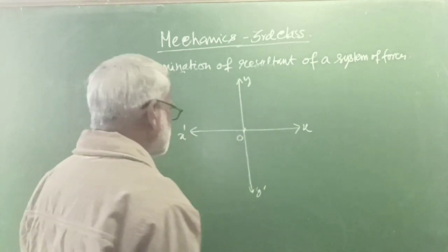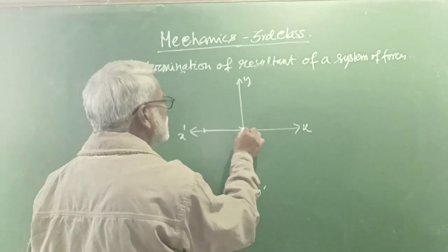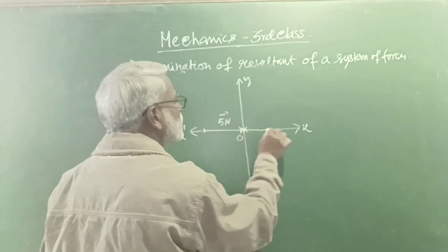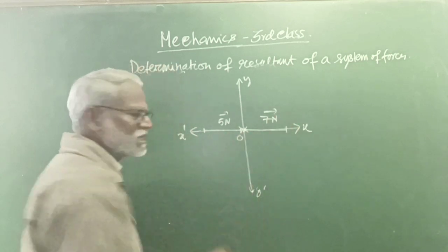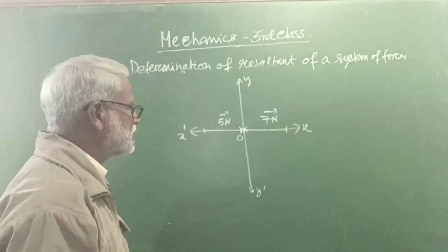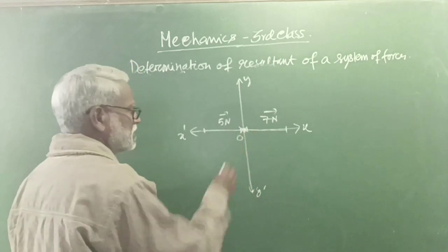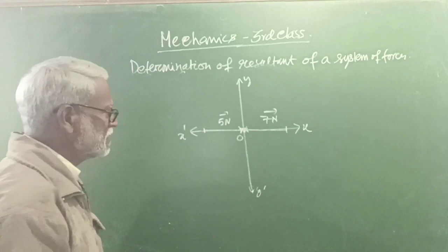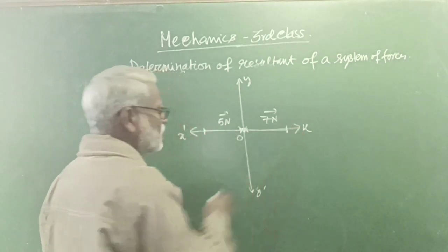They intersect each other at point O. O is the origin. Suppose there is a force here and it is a 5 Newton force, and there is a force 7 Newton which acts like this. So there are two forces, 5 Newton and 7 Newton, they act like this. So you see their heads are at the origin. And this is the tail of the 5 Newton force and this is the tail of the 7 Newton force.